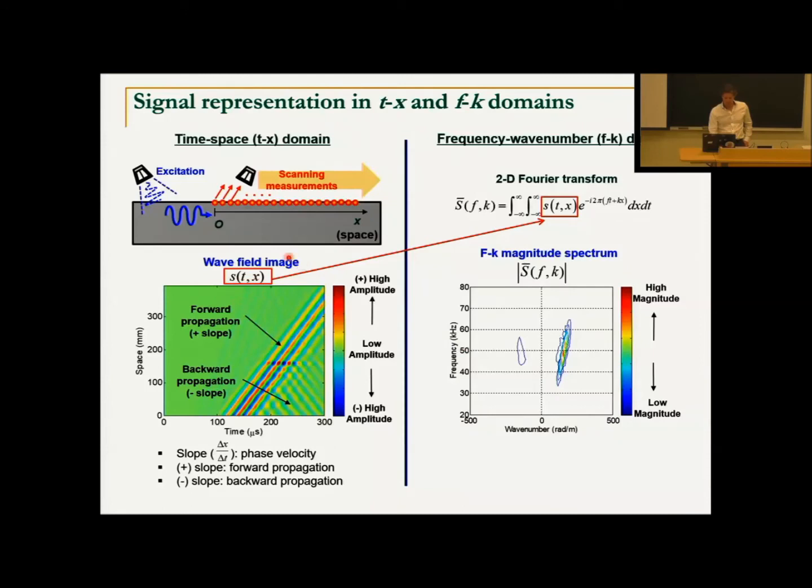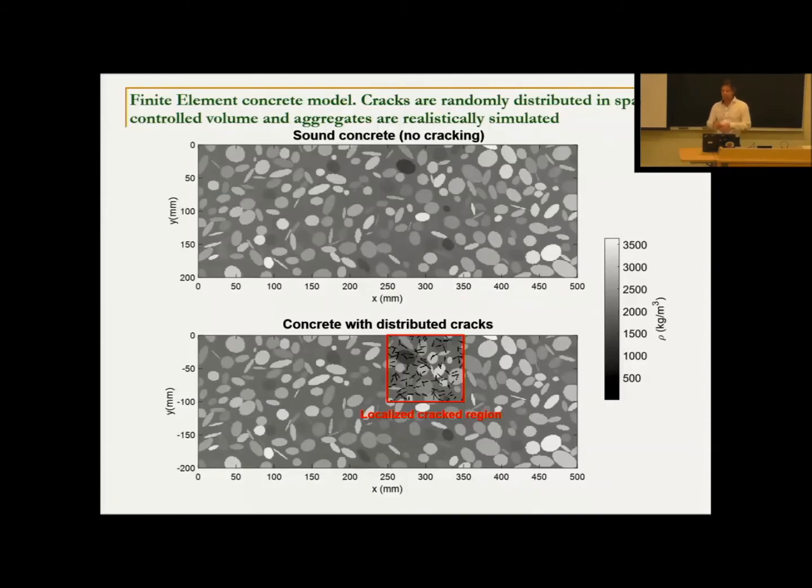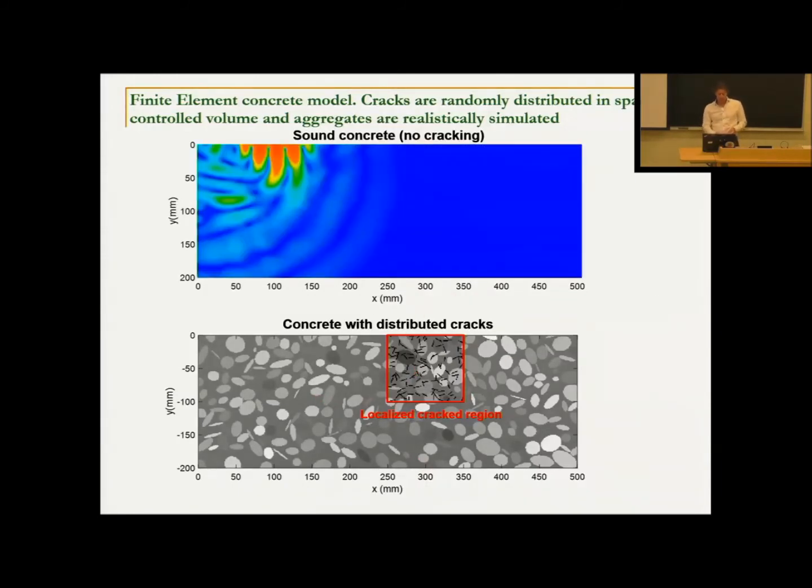So we take this time in space image, we do a Fourier transform, we get a frequency wave number image, right? And we use this domain to interpret the signal losses. All right? So to show you a little bit more graphically what I mean, on the top is a finite element simulation of just concrete. It shows surface wave propagation. And on the bottom is that same, but now we have distributed cracks. So I'll start this simulation, right?